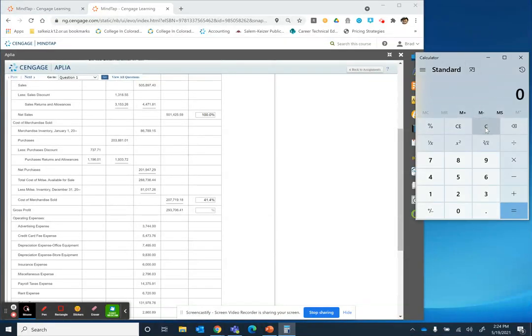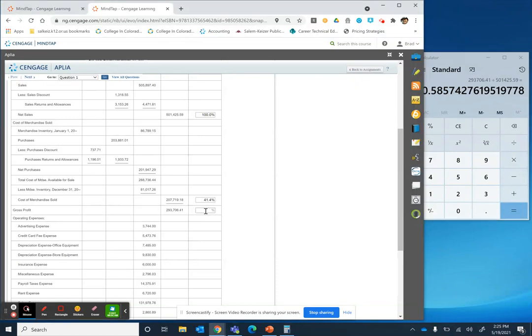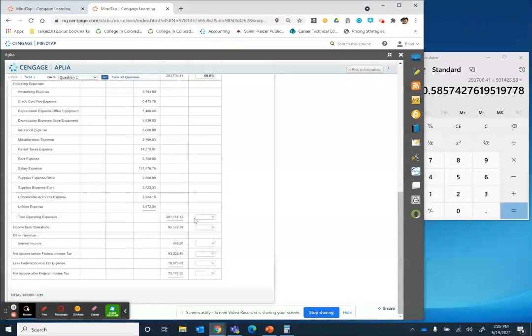Next, we will complete it for our gross profit. So we'll take $293,706.41 divided by $501,425.59. That comes out to be 58.57. We are going to round this up because it is 5 or greater. So in this case here, it's going to be 58.6%. And we'll continue to do it for all of these numbers here.